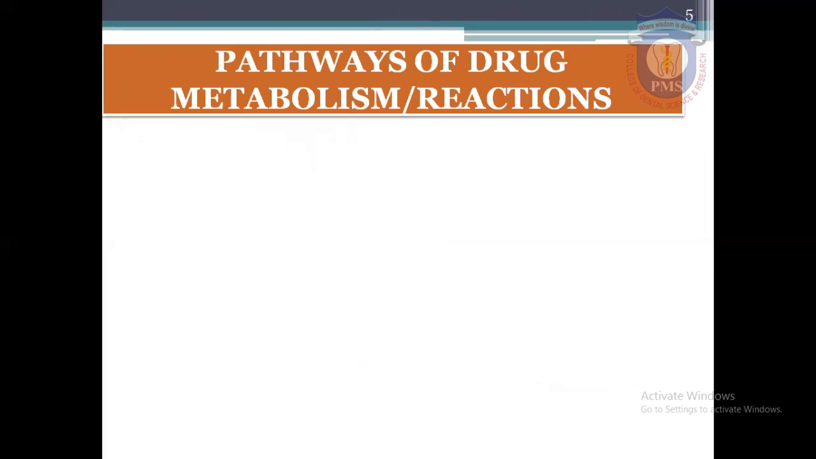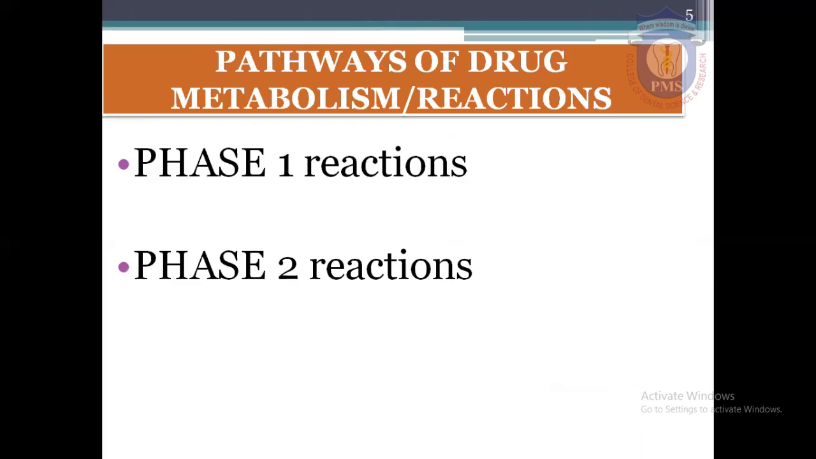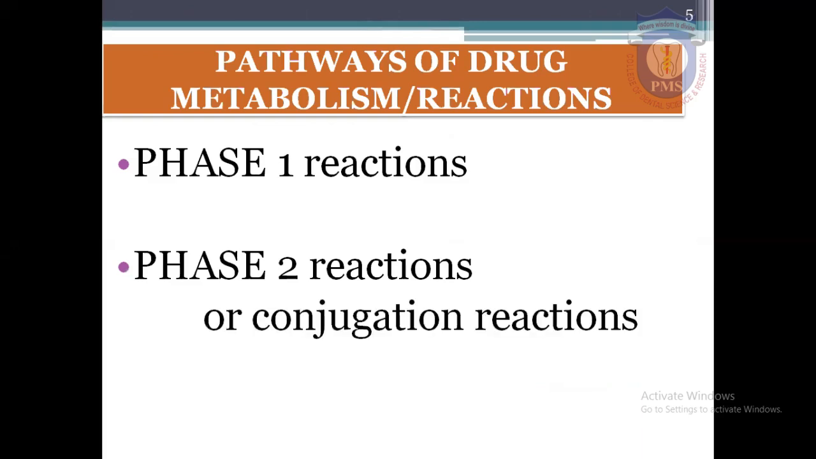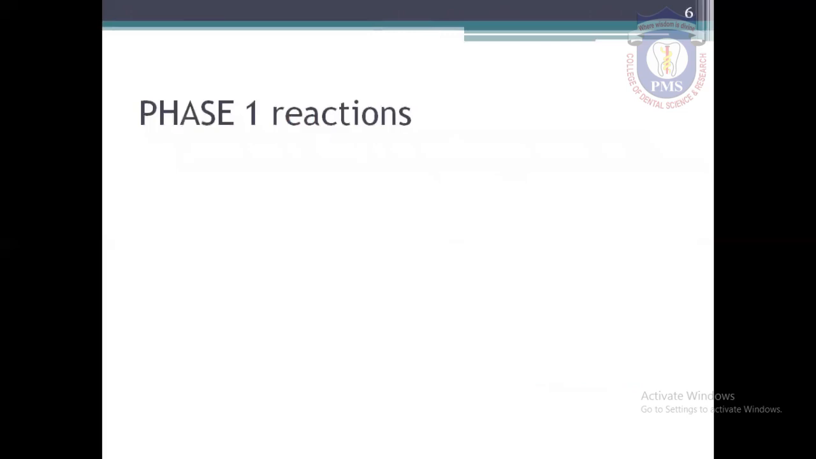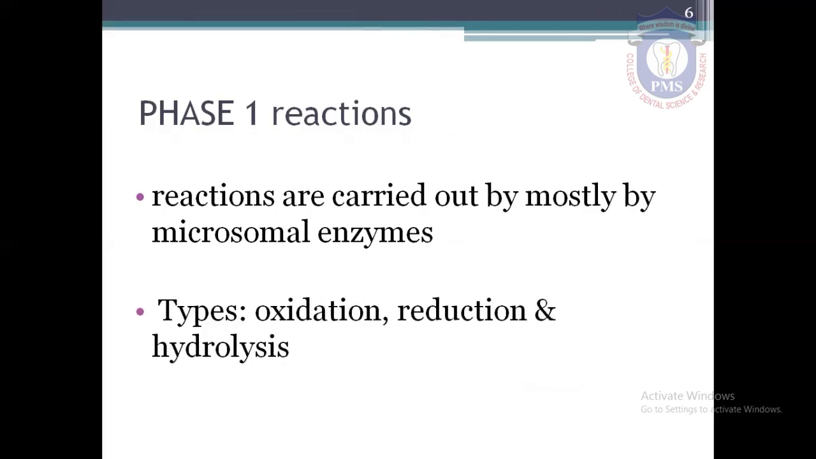Pathways of drug metabolism, or reactions. There can be phase 1 reactions and phase 2 reactions. Phase 2 reactions are also known as conjugation reactions. Phase 1 reactions are carried out by microsomal enzymes. Types of phase 1 reactions are oxidation, reduction, and hydrolysis.